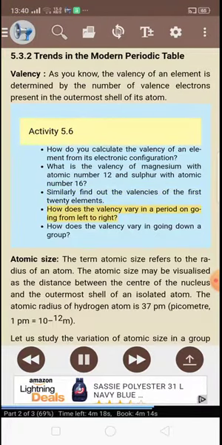How does the valency vary in a period on going from left to right? How does the valency vary in going down a group? Atomic size. The term atomic size refers to the radius of an atom. The atomic size may be visualized as the distance between the center of the nucleus and the outermost shell of an isolated atom. The atomic radius of hydrogen atom is 37 pm, picometer, 1 pm equals 10 minus 12 meters.